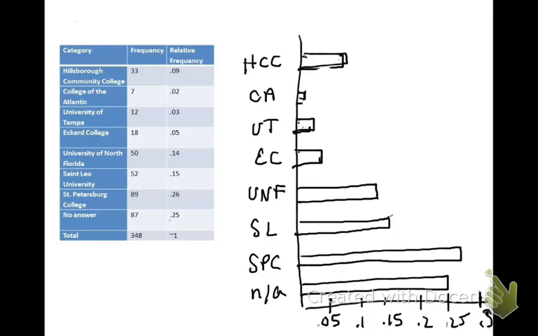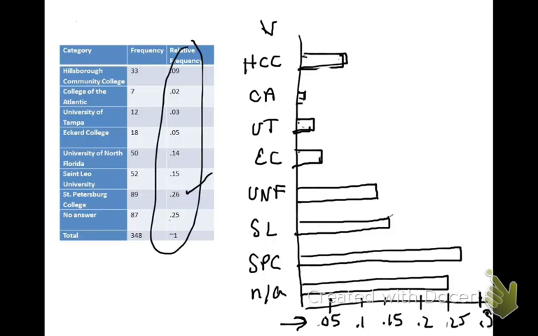I've created a horizontal bar graph for this data. If you notice, I put the college names along the vertical axis and I put probabilities or relative frequencies along the horizontal axis. I chose to run my relative frequencies from 0 up to 0.3 because in my data set the largest number was 0.26, so I knew 0.3 would be a good stopping point.